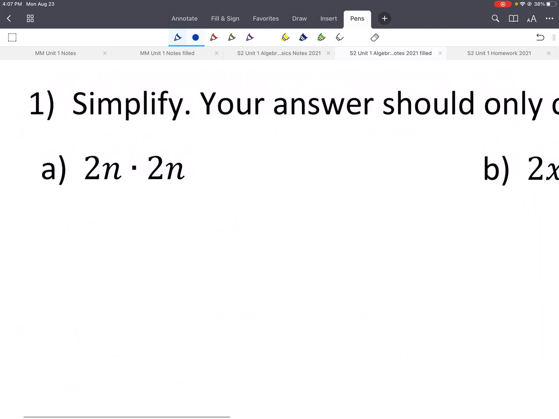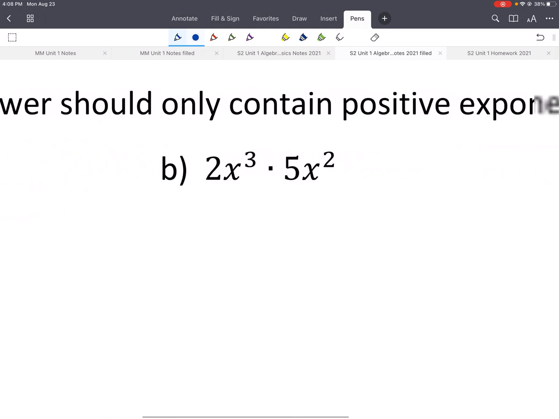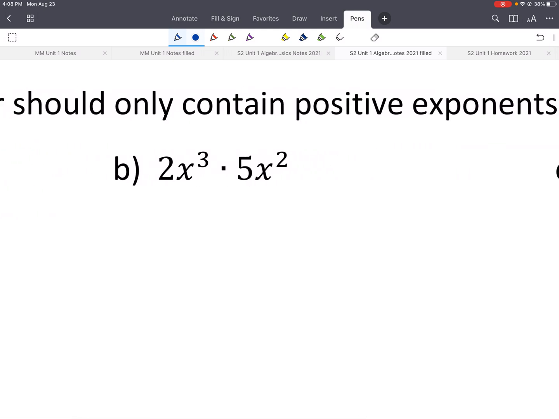All right, so here we go. We're multiplying like bases. Their exponents here would be like a 1. Again, coefficients, we multiply like normal, so 2 times 2 is 4. And we're multiplying like bases, which means we're going to add their exponents. So that'd be n squared. Okay, why don't you give this one a try? So 2 times 5 is 10. Here we're going to add their exponents, so that'd be x to the 5th.